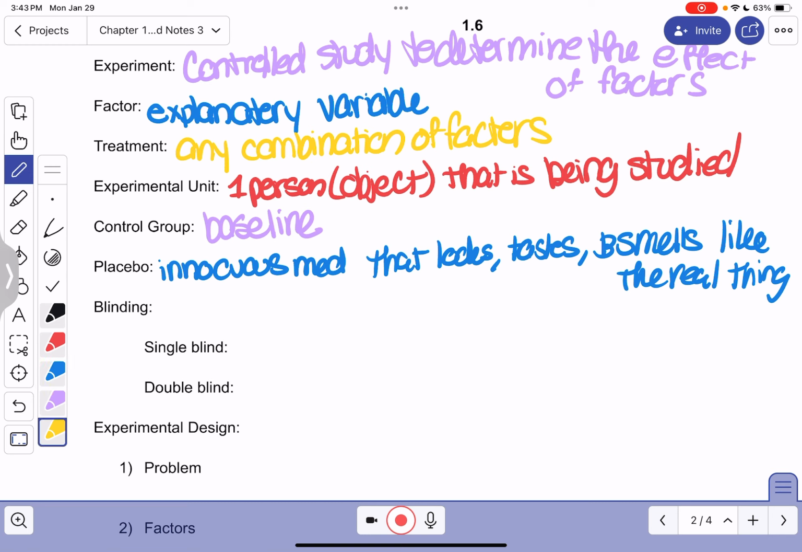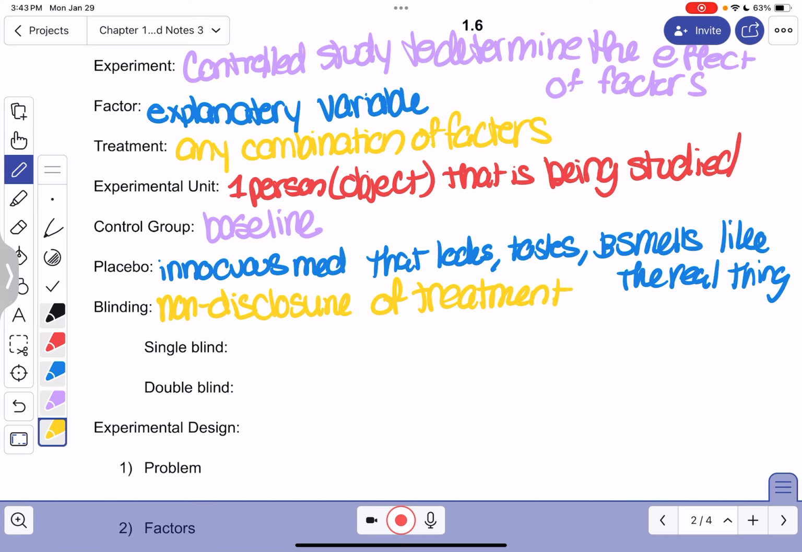Blinding is non-disclosure of treatment. Let's say we're doing a study for a new drug. We don't necessarily tell people what they're getting because, again, that placebo effect, we don't want people to know if they're getting the new med or the old med. It just takes some of that unsureness out of the study. It makes sure we're only knowing the med.